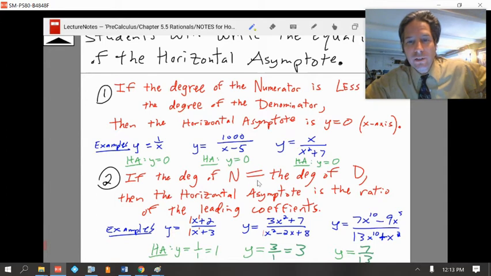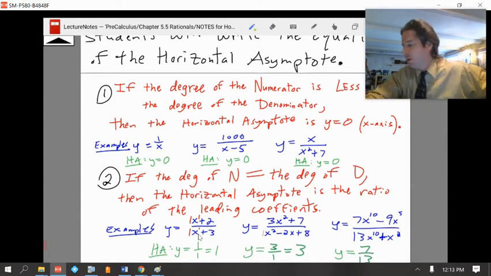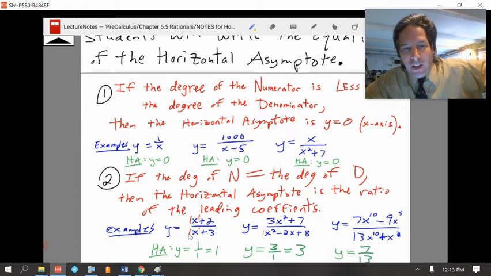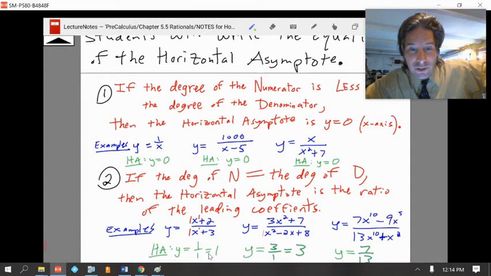If the degree of the numerator is equal to the degree of the denominator, when they are equal, the horizontal asymptote is a ratio of their coefficients. Okay, so you'll notice x plus 2 over x plus 3. They both have the same degree, right? They both grow at a rate of 1 power. And 1 divided by 1 makes 1 because their coefficients reduce, right? The coefficients of 1 over 1.